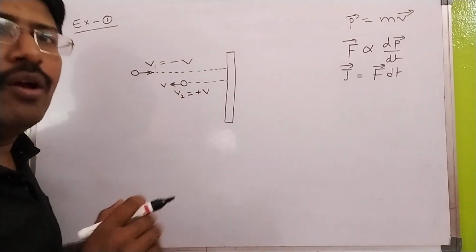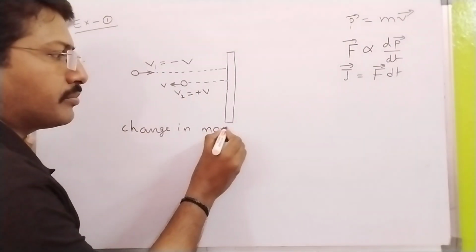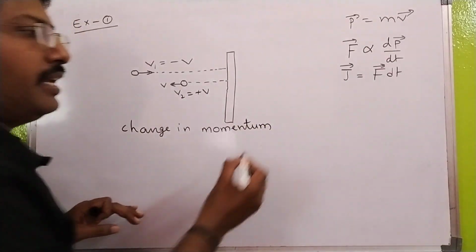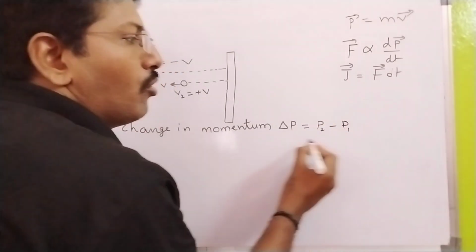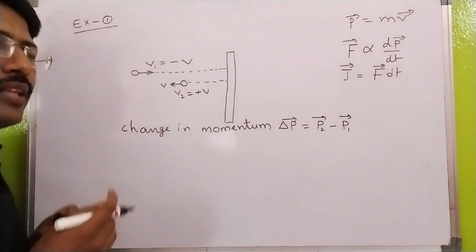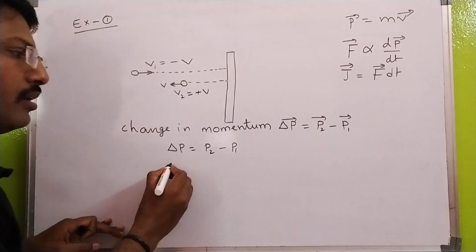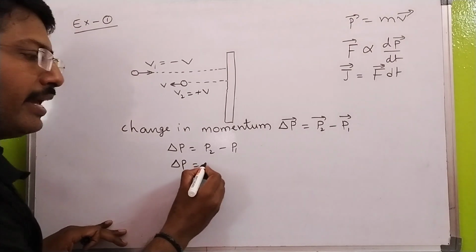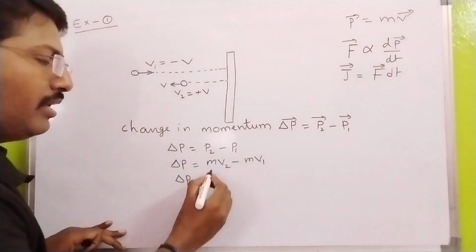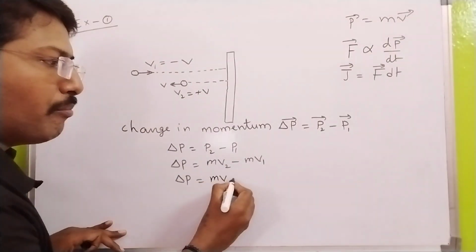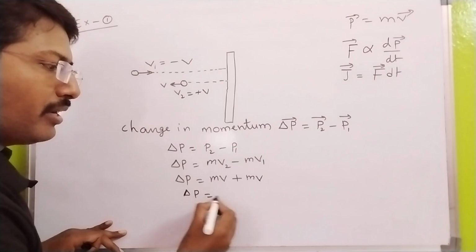Okay. Now they are asking, what is the change in momentum? See here, change in momentum means delta P, that is equal to final momentum minus initial momentum, as vectors. Now I am taking magnitude only, so delta P is equal to P2 minus P1. So delta P equals mass into velocity minus m v1. So v2 is represented as plus v, and minus v1 is minus of minus v, which is plus. So the change in momentum equals 2mv.